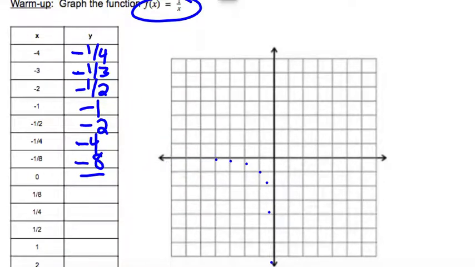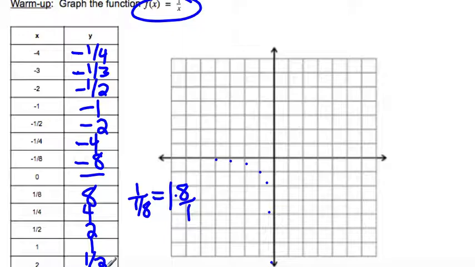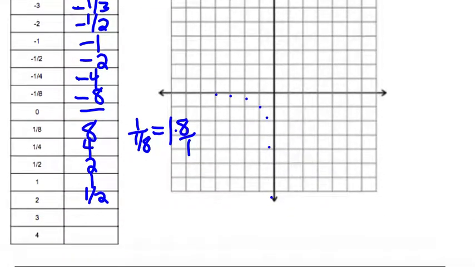Okay, let's keep going. We can't plug in 0. We had said that's undefined, so whatever. 1 divided by 1/8. Well, when we divide fractions, that's multiplying by the reciprocal, so this is 1 times 8/1, which is going to be 8. 1 divided by 1/4 is going to be 4. 1 divided by half would be 2. And then we're getting into numbers that are easier. 1 divided by 1 is 1. 1 divided by 2 is 1/2. Are there more here? No, no more.